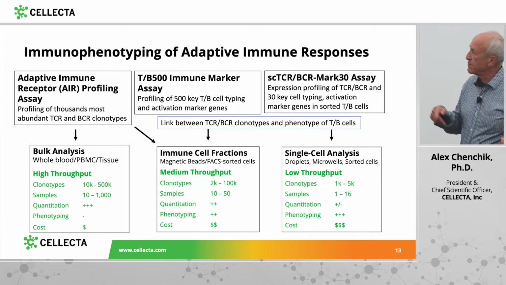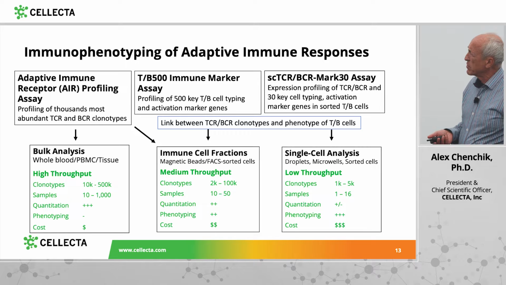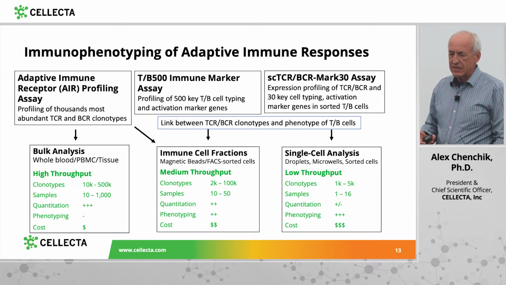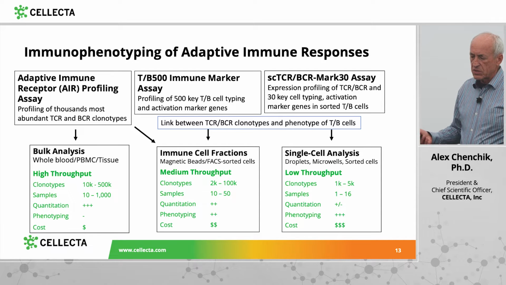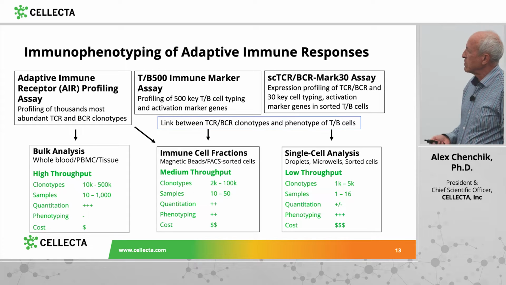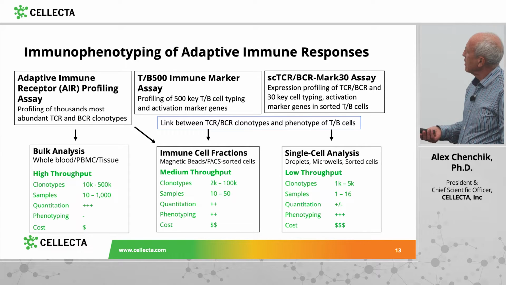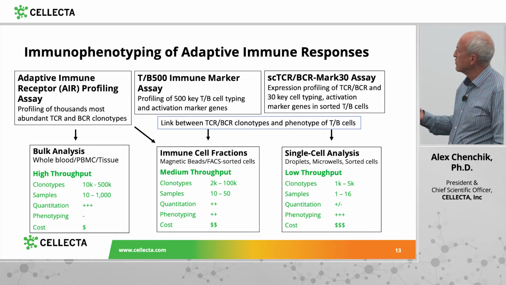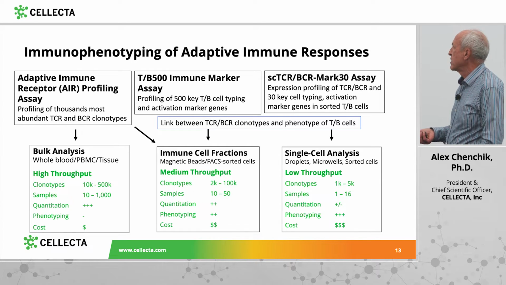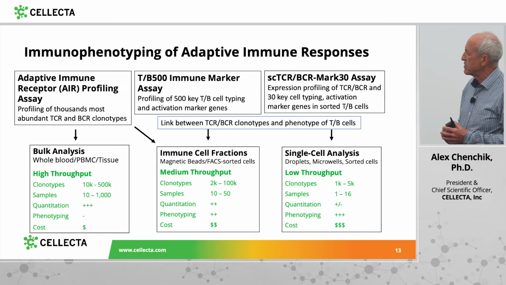In order to facilitate these studies, we developed three technologies shown here. First, it's bulk profiling, the adaptive immune receptor repertoire profiling, the AIRR assay for simplicity, which allows you to profile starting from RNA or genomic DNA in a big number of cells and generate very high quality quantitative data. Also, we developed an immune marker assay for 500 top T and B cell markers, and a single cell assay, which allows profiling of 30 key cell type markers and also identifies the full-length sequence of T cell and B cell receptors.